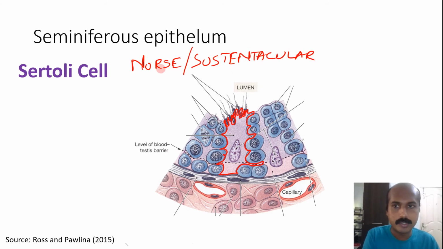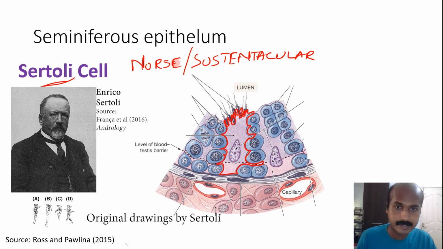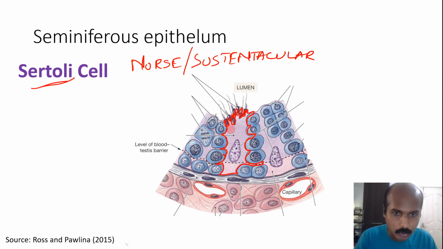The Sertoli cell is named after a scientist, Enrico Sertoli, who found it in 1865. Recently, the trend in anatomy is to avoid eponymous terms, but it is still very commonly used. So this is the Sertoli cell.